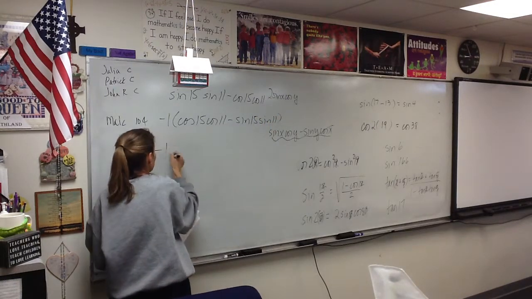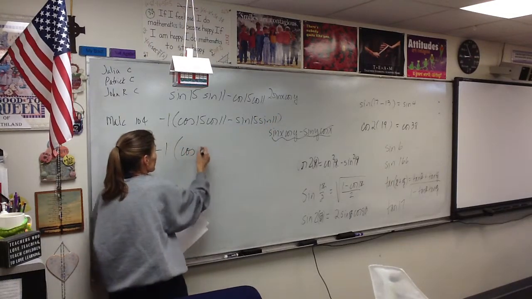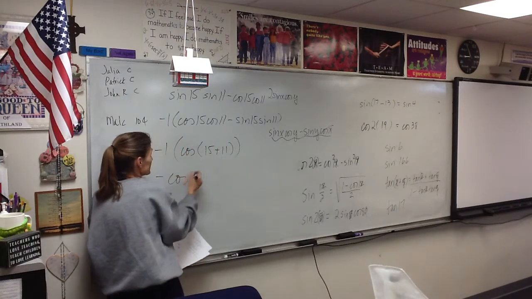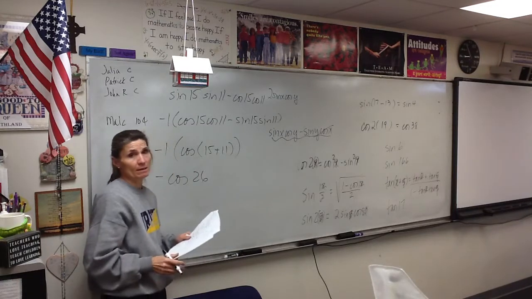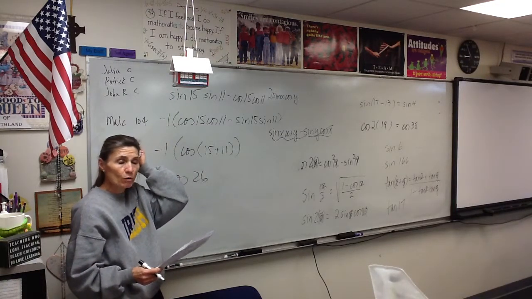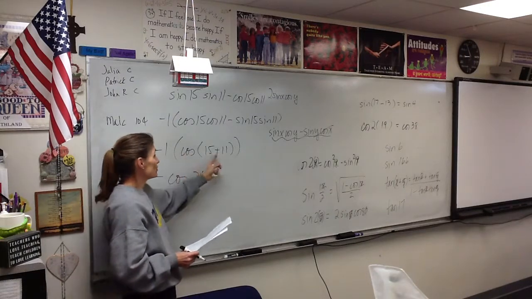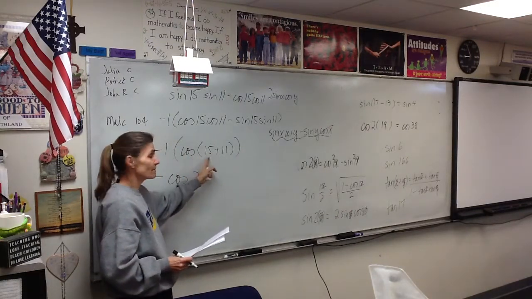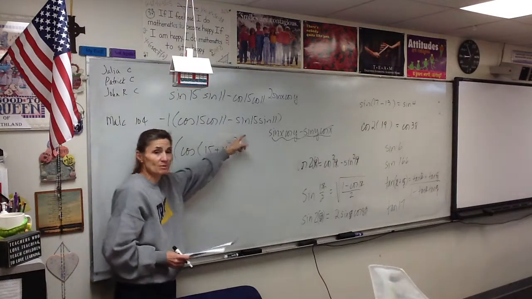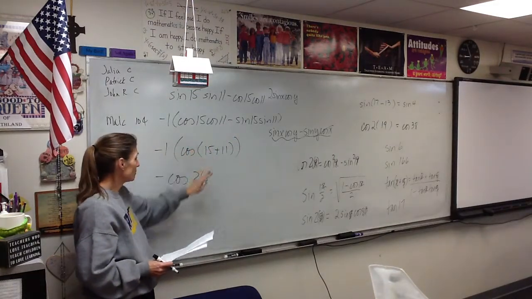What is it a formula for? It's a formula for the cosine of the angle plus the angle. So this is the formula for negative cosine 26. Remember the formula for cosine. When you have an addition, that would be cosine 15, cosine 11 minus sine 15, sine 11. That's what we have. So that's a plus 26.